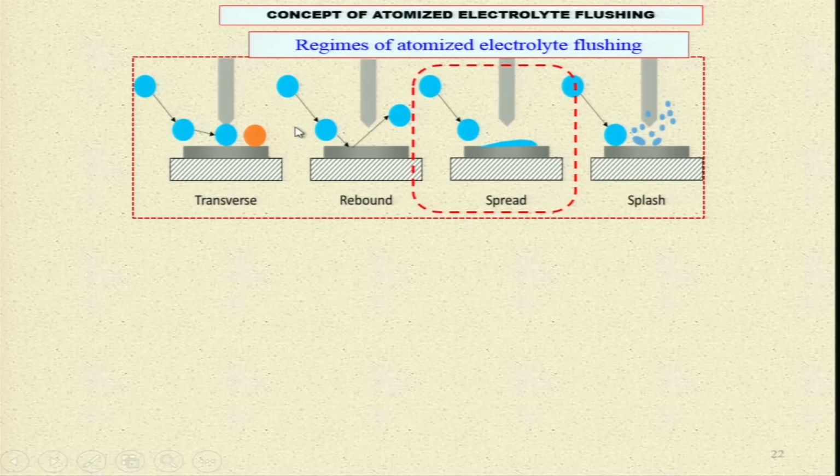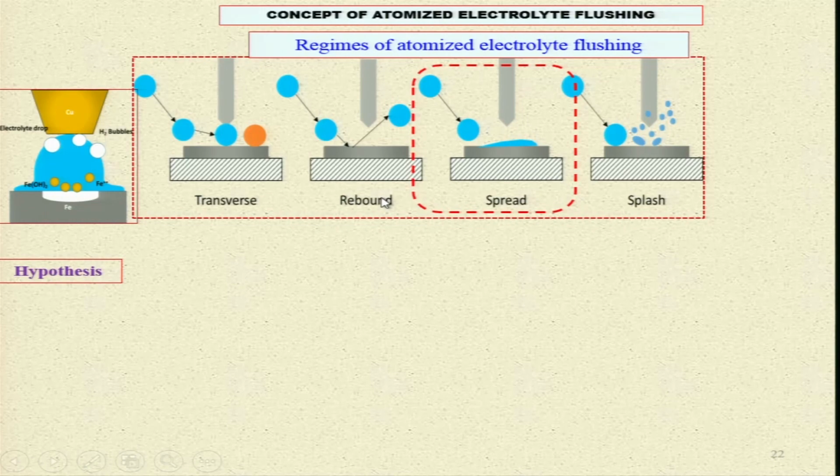Then you have the rebound, where some of the droplets may rebound and go out. They are just moving like this, but here it is rebounding and moving away from the workpiece surface. In some cases you have the spread like this, which remains for a very short period when you are supplying the electrolyte, and this is the tool, and somewhere a splash is taking place like this. So, these are the regimes of atomized electrolyte flushing.